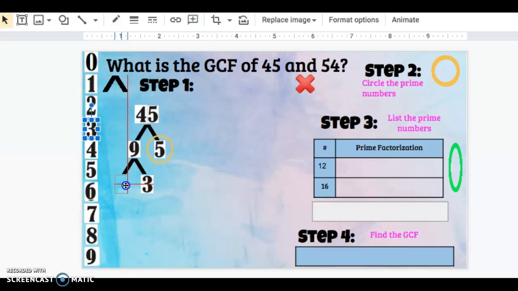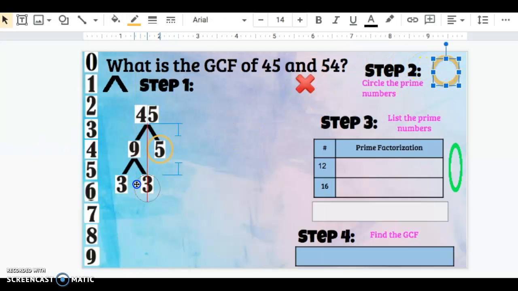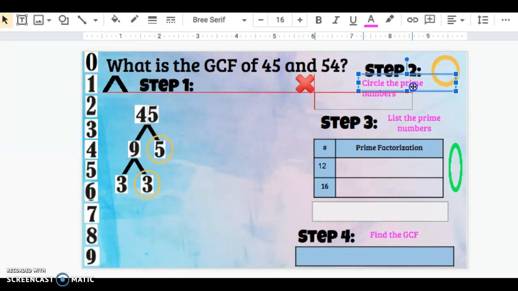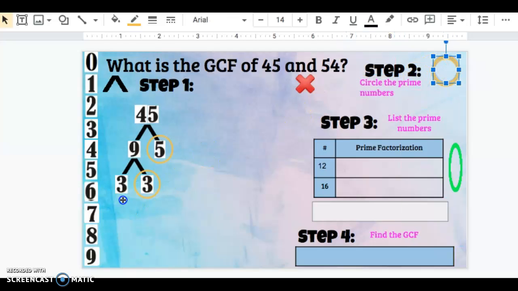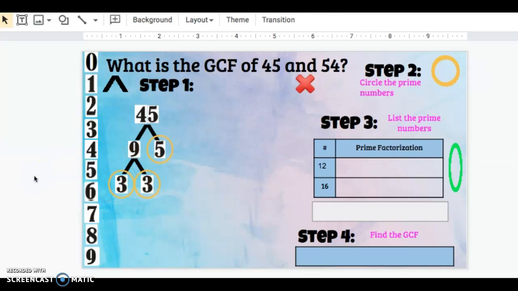Then I got to determine, am I going to make those my apples? So I have 2, 3, 5, 7, 11, 13. And I said 3, so I'm going to circle my 3s because they are my prime numbers, because 3 times 1 is the only thing that gives me 3, or the only factors that give me 3. Alright, so now that I have all apples, that means I'm done with 45.